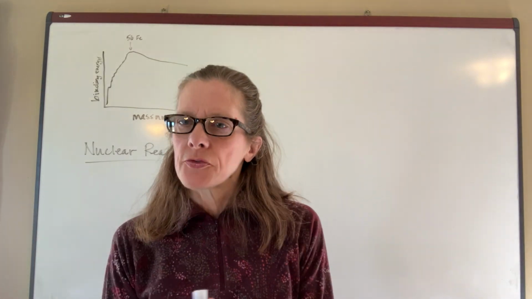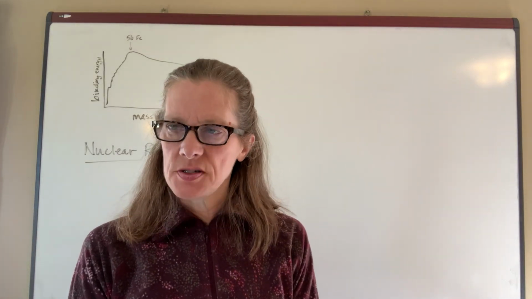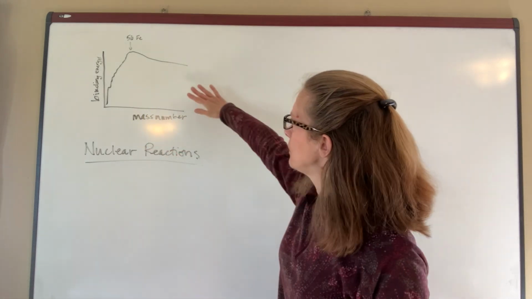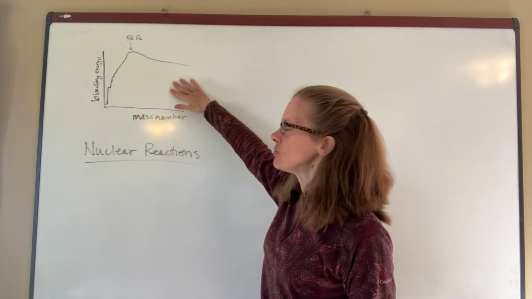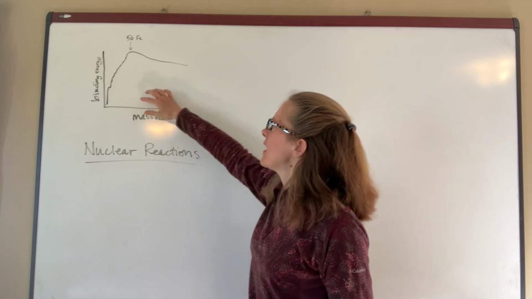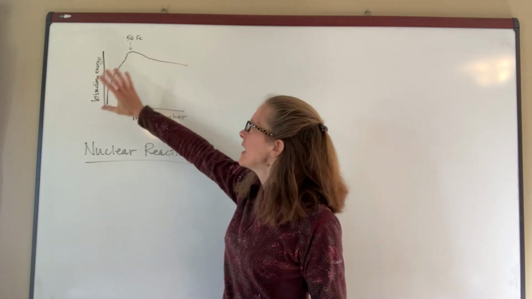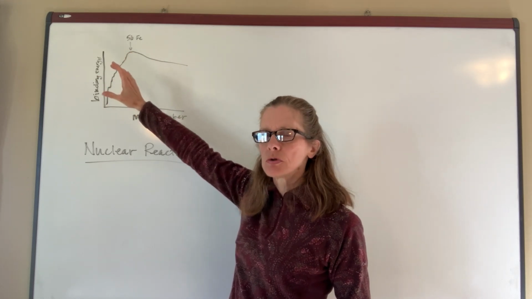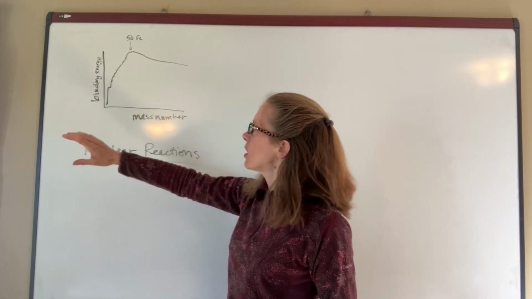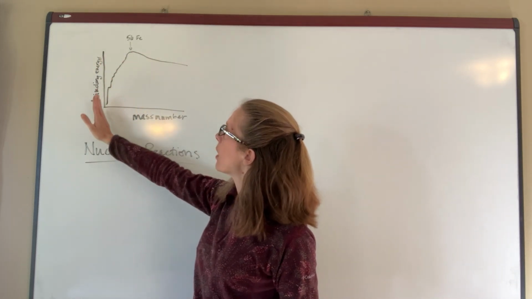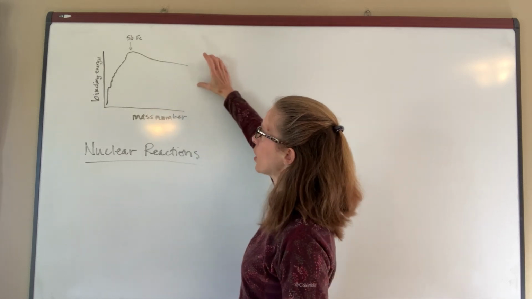The last topic for this chapter is nuclear reactions. If you remember at the beginning of the module, we looked at this graph of binding energy versus the mass number, and we said that iron-56 was at the top as far as the most stable nucleus that there is. So we've got two different groups: those that have a mass number smaller than that and those that have a mass number larger than that.